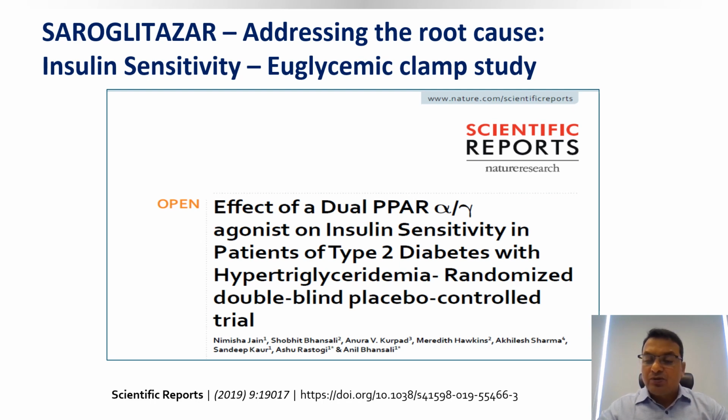This study of saroglitazar was conducted at the endocrinology department of PGI Chandigarh, and the results were published in Scientific Reports 2019. This is an interesting study because it evaluated the efficacy of saroglitazar on insulin sensitivity using the euglycemic hyperinsulinemic clamp study. As we all know, the euglycemic hyperinsulinemic clamp is considered the gold standard to measure insulin sensitivity.